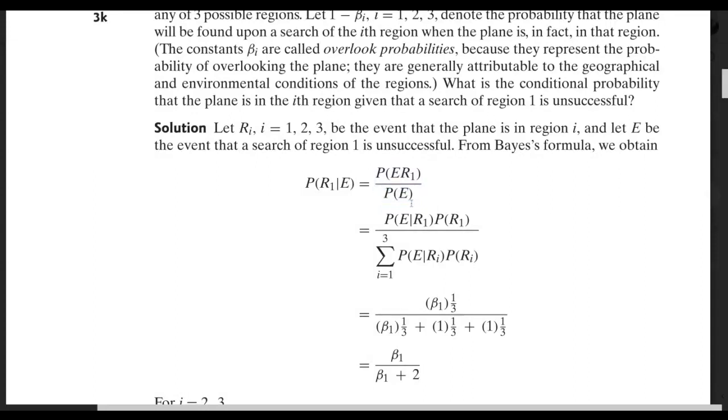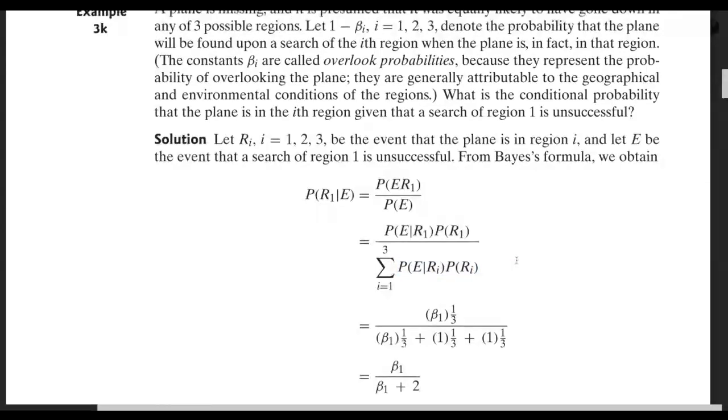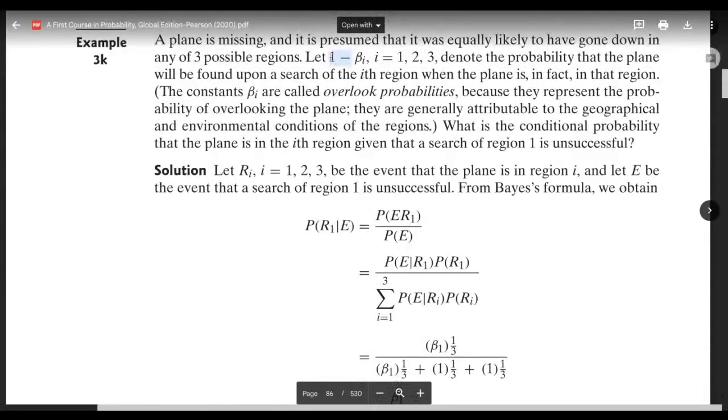So search in region 1 is not successful. Because we have 3 regions, we add up all those 3 regions for the probability of E: region 1, region 2, region 3, the plane in region 1, in region 2, in region 3, and with the search in region 1 unsuccessful. Then multiply by the probability of the region. So given this way, we have 1 minus beta i.